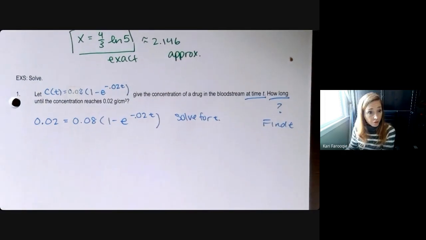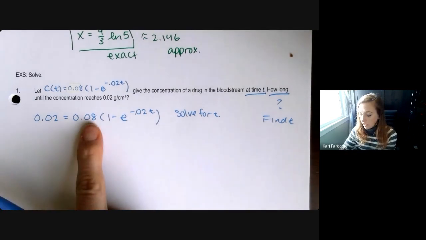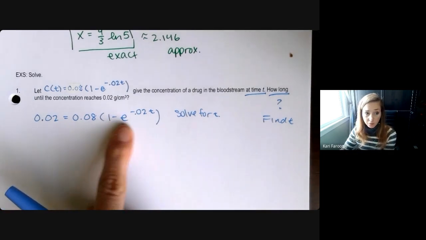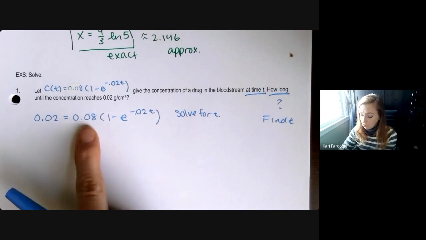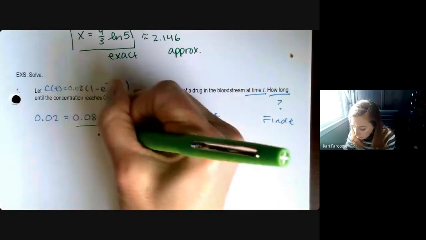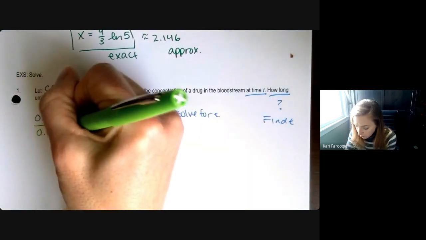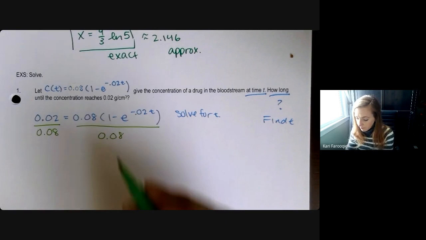In order to solve for the variable, I need to isolate the variable term first. That means anything that's not in the variable term, I have to get rid of it. I have to undo it. This 0.08 is getting multiplied into this expression. To undo the multiplication, just divide it out on both sides. We don't need it. We're trying to get this variable term by itself. So I'm going to just divide it out, and then we'll simplify.